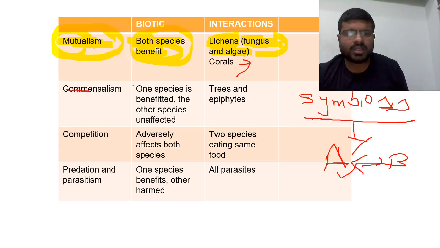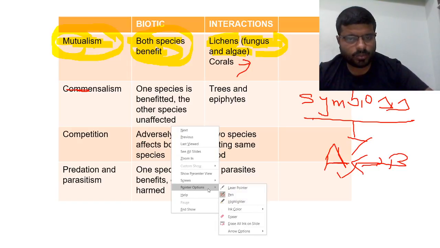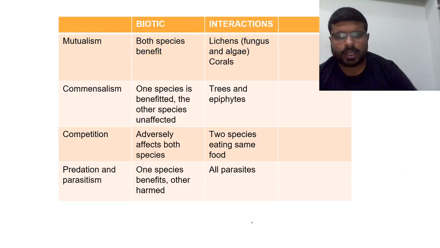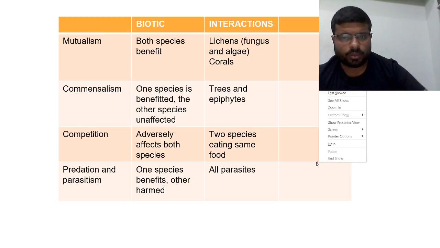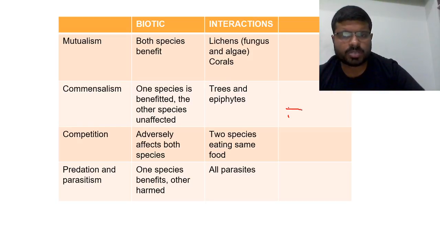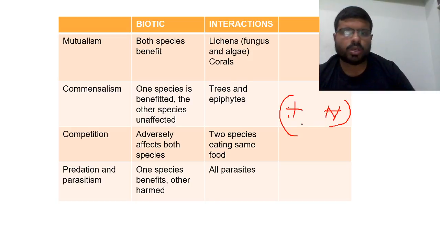Then coming to the next topic, commensalism. Commensalism is where one species is benefited and the other species is not at all affected. So this is positive and neutral. We'll put it as N: positive and neutral. In mutualism, both species benefit, positive, positive.